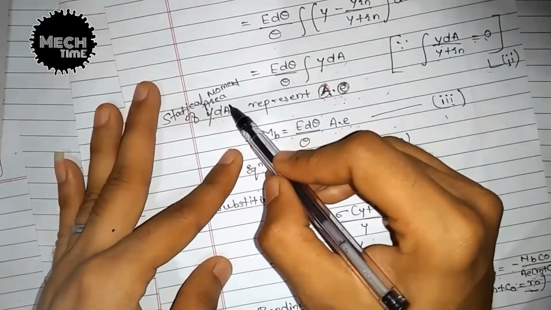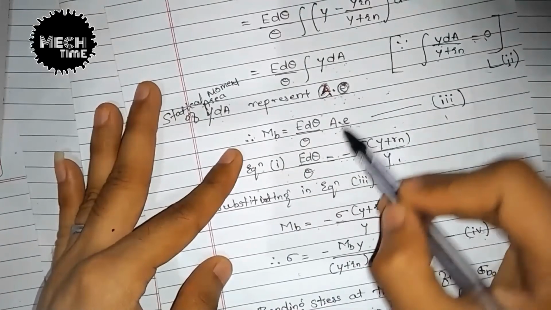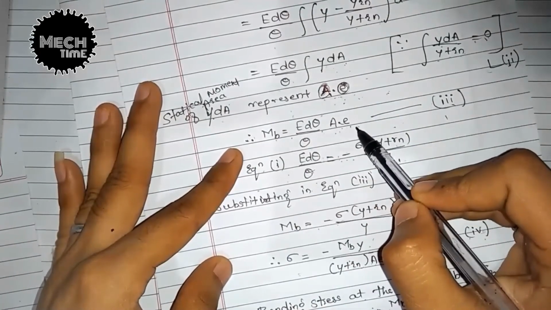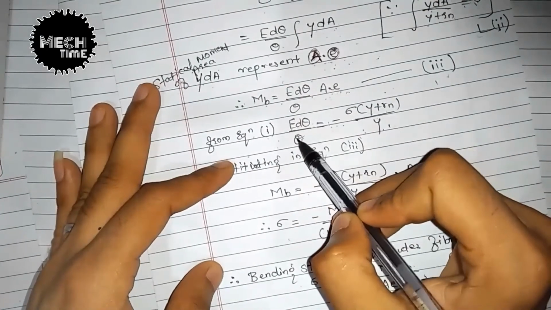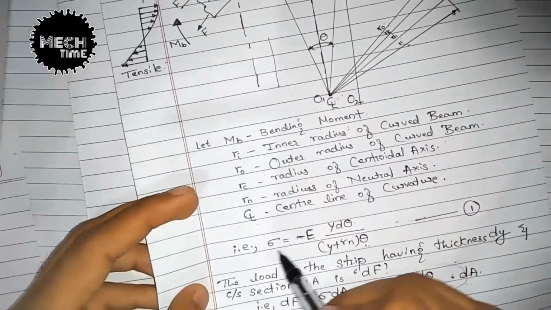So I have replaced with AE. So directly you can write AE. This is equation number 3. Now from equation number 1, E dθ, now we have to remove E dθ. I'll show you. Here you can see equation number 1.